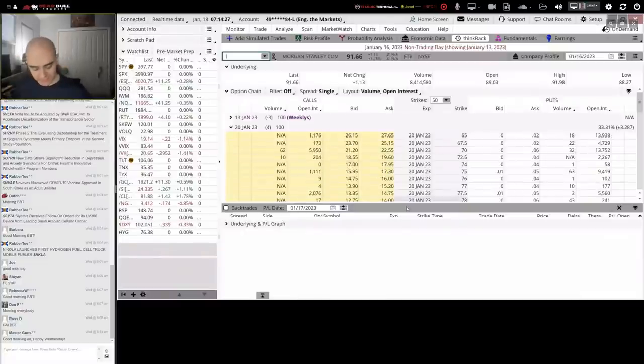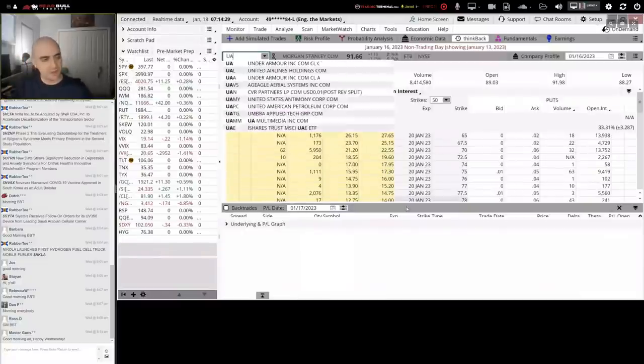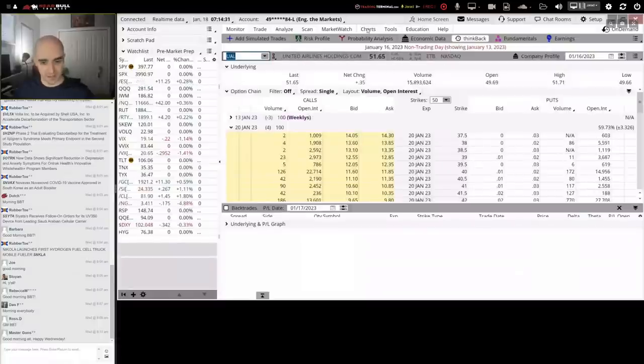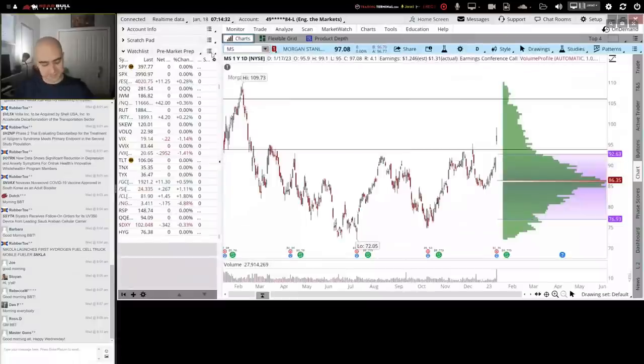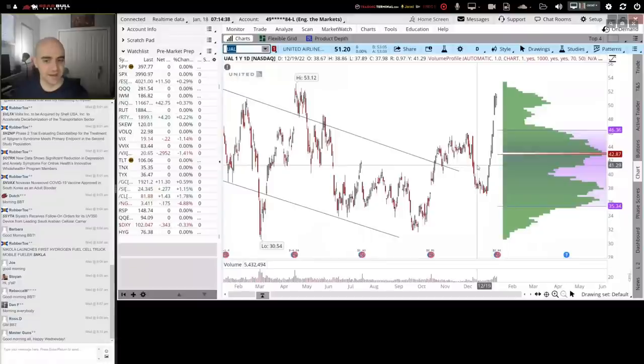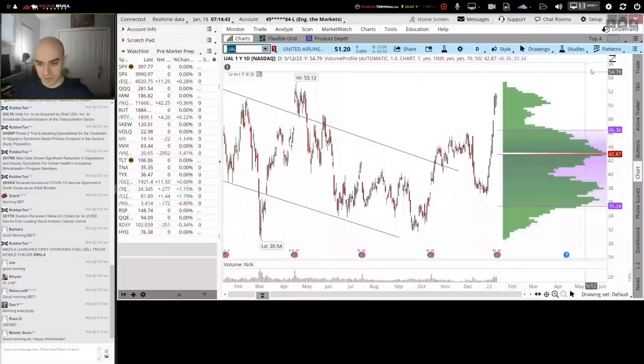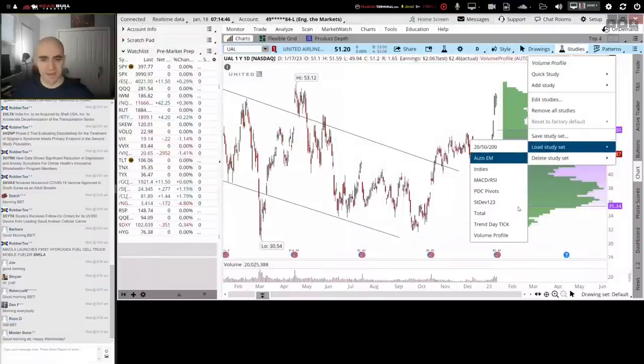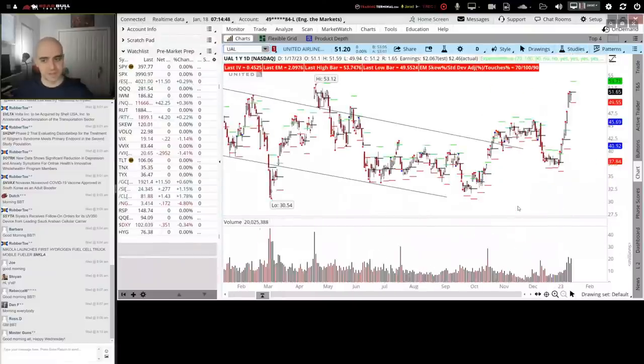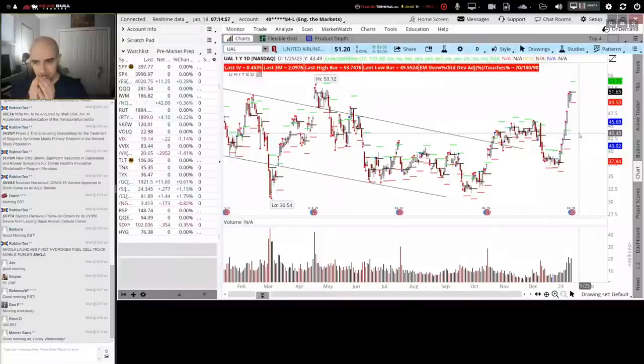So let's kick off with how did UAL perform? This is one of the assets that reported yesterday. As you can see, the last couple of weeks have been uncharacteristically bullish for this stock. Pretty much every single week we've been seeing expected move breaches, something akin to 2 to 3 times higher than what the option market is pricing. And this is before earnings.